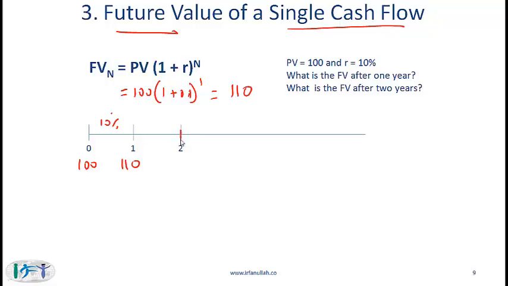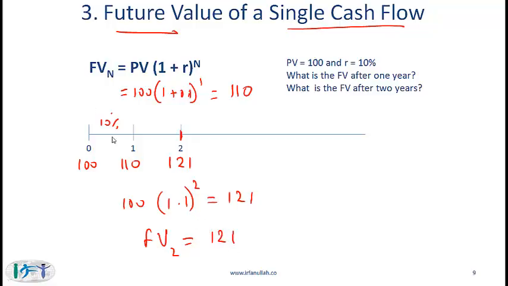What about at the end of year 2? Again, from the formula, we have 100 times 1.1 to the power of 2, and this is 121. So at the end of 2 years, we have 121. We can say that FV2, future value at the end of year 2, is 121.